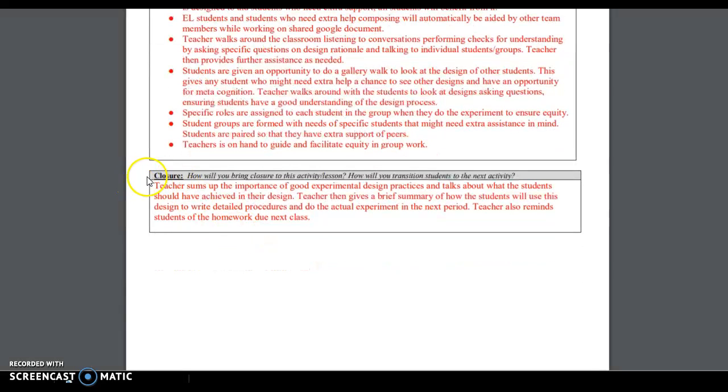And so then closure, the teacher sums up the importance of good experimental design practices and talks about what the students should have achieved on their design. She gives a brief summary of how the students will use the design to write detailed procedures and do the actual experiment in the next period. And so she's connecting what they did last time to what they did this time, and then what they'll be doing tomorrow, so the kids are aware of what they'll be doing. She also reminds them of the homework due next class.